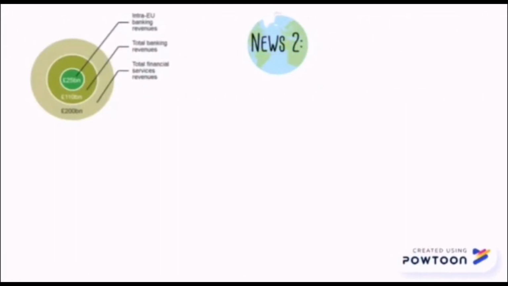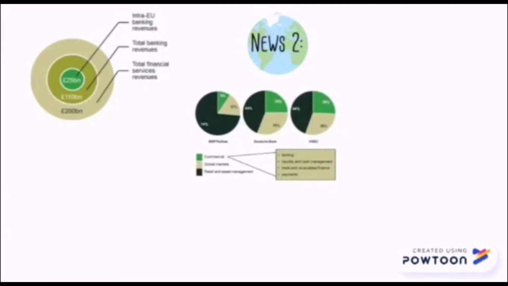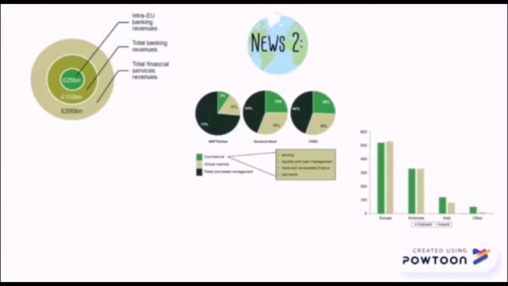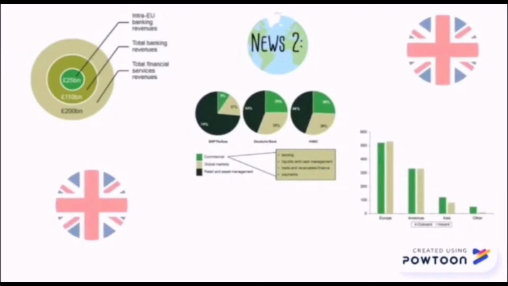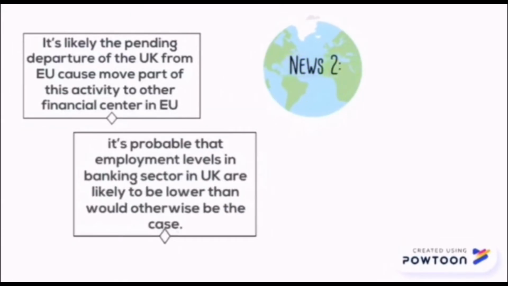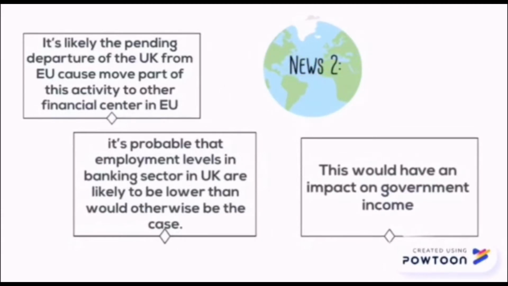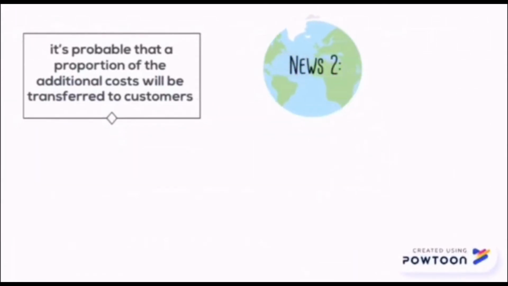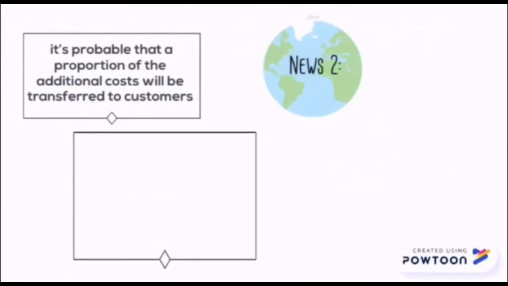United Kingdom banks generate around 25% of their total revenues from customers and products linked to the European Union. It's probable that employment levels in the banking sector in the United Kingdom are likely to be lower than would otherwise be the case. However, this adjustment could take several years and lead to a loss of productivity. This would have an impact on government income. It hopes that banks that serve clients in several countries of the European Union from a base in the United Kingdom adapt their organizational structures to support their access to the markets.